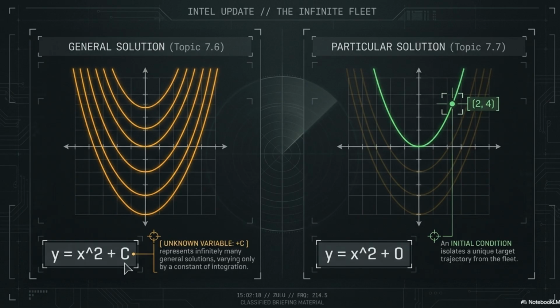Intel update on solution types. A general solution contains the unknown variable plus c. This represents an infinite fleet of trajectories, varying only by a constant of integration. A particular solution uses an initial condition, a specific coordinate drop, to isolate a unique target trajectory from that fleet, locking in the exact value of c.